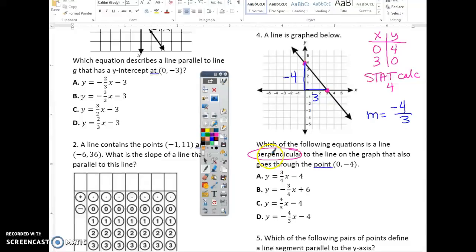But we want one that's perpendicular. So what am I going to do with this slope? Flip it and change the sign. So what's my new slope? Positive 3 over 4. Okay, the only one that has a positive 3 over 4 is A, and it says that it goes through the point 0, negative 4. That's your B. Your y-intercept is at negative 4. So the answer is A. You didn't even have to go check it. But if you do, let's say on the test there's more than one, you put them in y equals trace, hit 0, enter, make sure that it gives you negative 4.